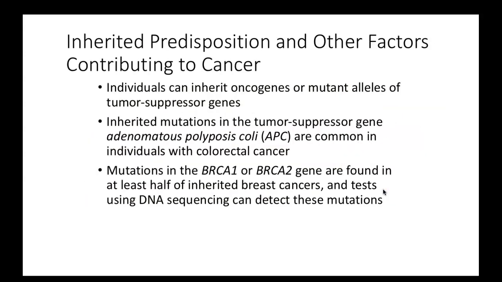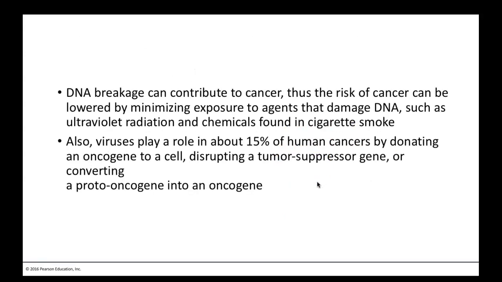Individuals can inherit oncogenes or mutant alleles of tumor suppressor genes. So an oncogene, I would underline that, is a gene that causes a protein to stimulate the cell cycle, and a tumor suppressor gene is going to suppress the cell cycle. So these are the proteins I was talking about, the law enforcement, the police officers of the cell cycle. Inherited mutations in the tumor suppressor gene APC are common in individuals with colorectal cancer, and then there's the BRCA gene that I was just talking about. So a person could get tested for either one of these to see if they have a strong predisposition.